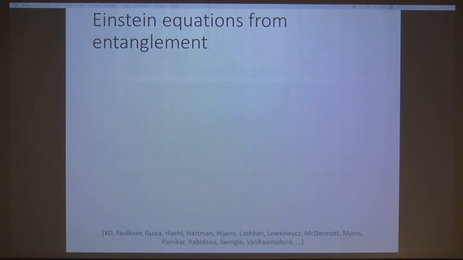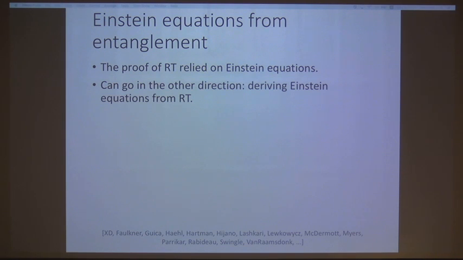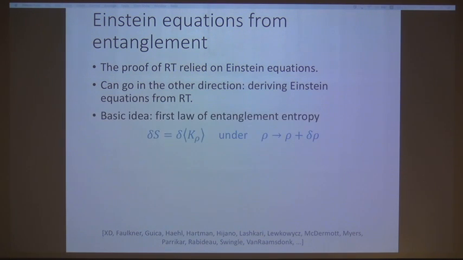It is possible to derive Einstein equations from entanglement. We have seen that the proof of the RT formula relied on Einstein equations. The fact that there is a minimal surface is a relic of a particular component of Einstein equations. We can go in the other direction as well, and derive Einstein equations from RT. The basic idea is to use the first law of entanglement entropy, where we say that under a state variation, the linearized change of the entropy is the same as the linearized change of the energy, where the energy is defined using the modular Hamiltonian.